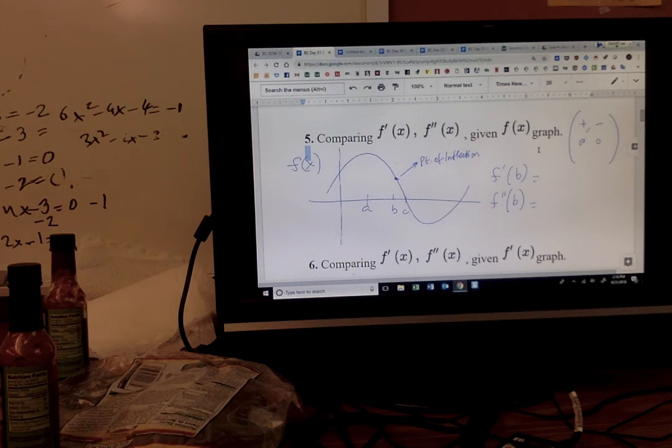How cute, negative 1. This is a negative number. I don't get a negative 1, it's going to be a negative number. For those who don't get it, the slope is negative. Okay, let's see who understands the point of inflection.